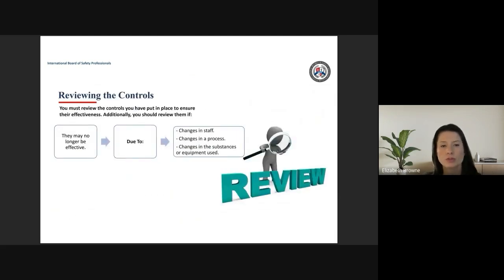You must review the controls you've put in place to ensure they're effective. So we can't just say, oh, we'll put this guard on this piece of equipment and then forget about it. You have to make sure that you review that the guard is working effectively. They may no longer be effective. And this could be due to changes in staff, changes in a process, or changes in a substance or equipment that's being used. So we need to have a system in place that allows for a programmed review of all of our controls.